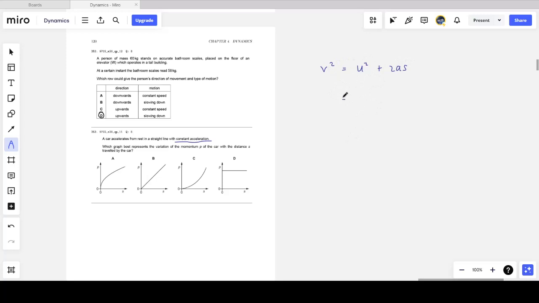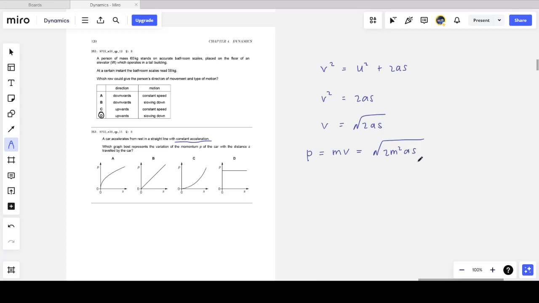Initial velocity is 0, so v squared is simply 2as, which means that the speed v is the square root of 2as. So the speed v is related to the square root of the displacement. So as the displacement increases, v increases, but in correspondence with the square root of s. And what do we know about the momentum? Well, the momentum is simply m times v, and I'm going to write m as the square root of m squared so that I can put everything under the square root sign.